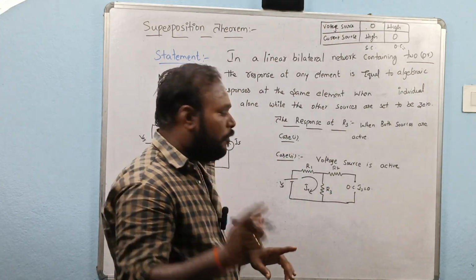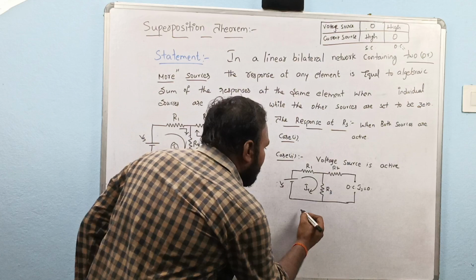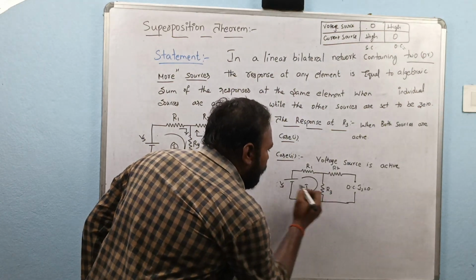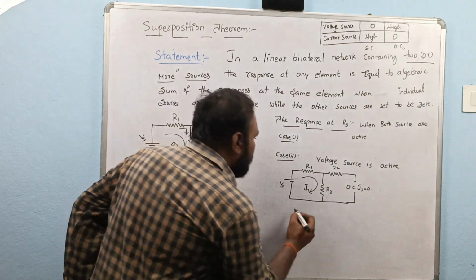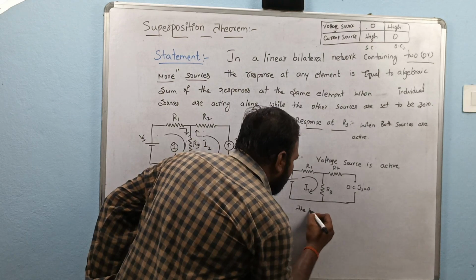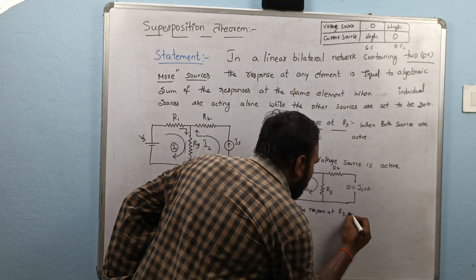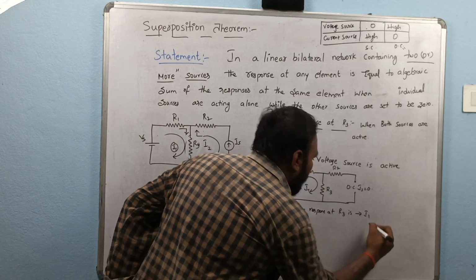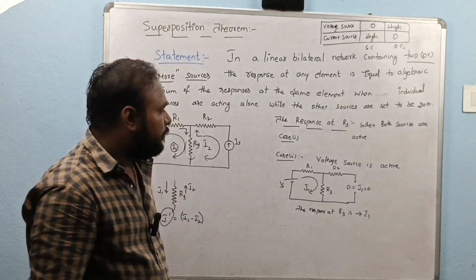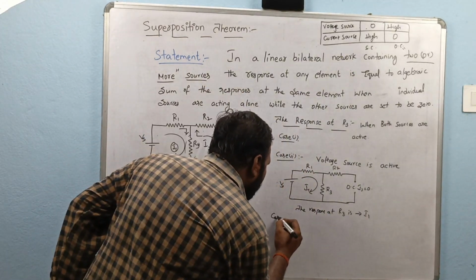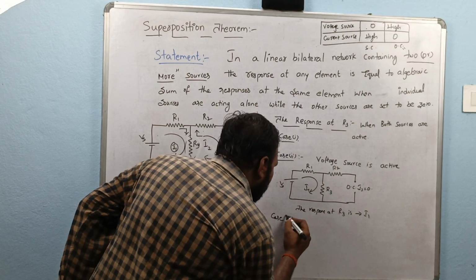So we have only one loop, that is current I1. So the response at R3 is I1. That's it. Next, case 3.